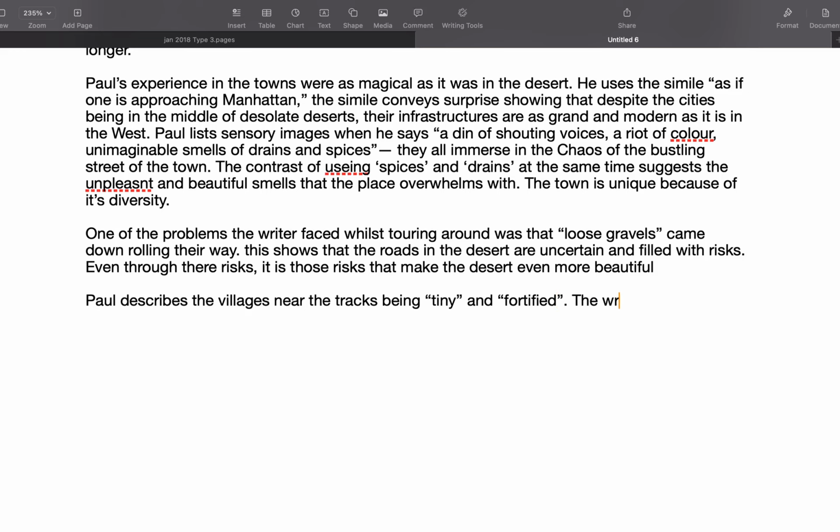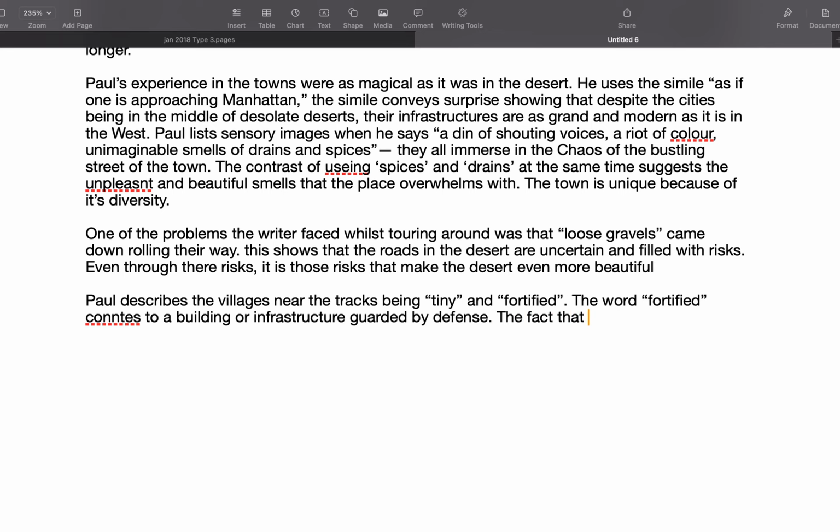The word fortified connotes a building or infrastructure guarded by defense.